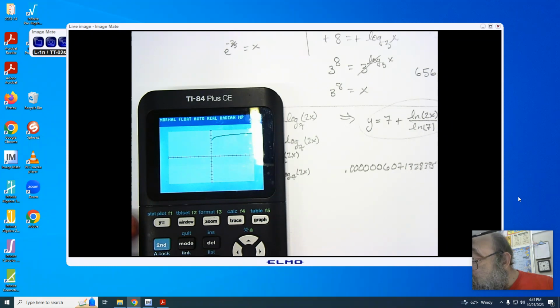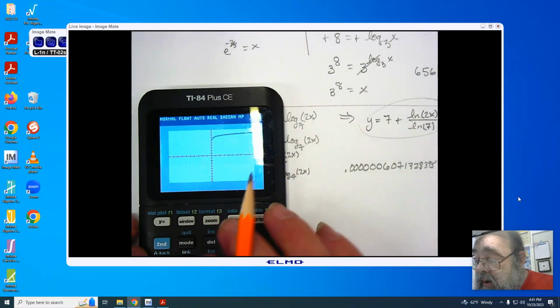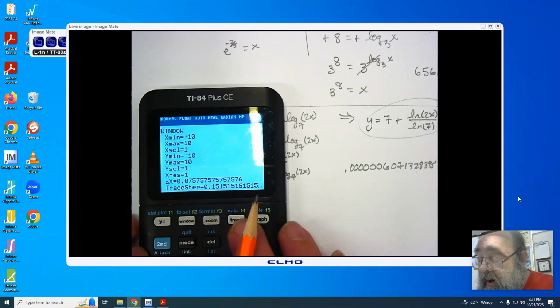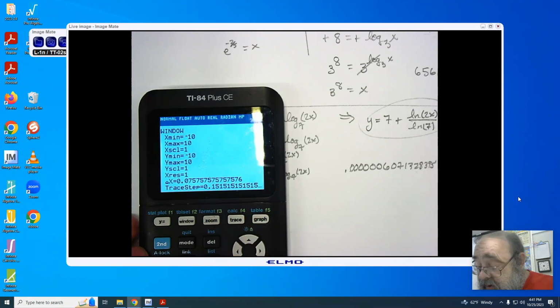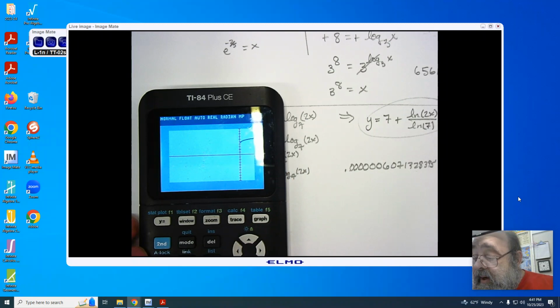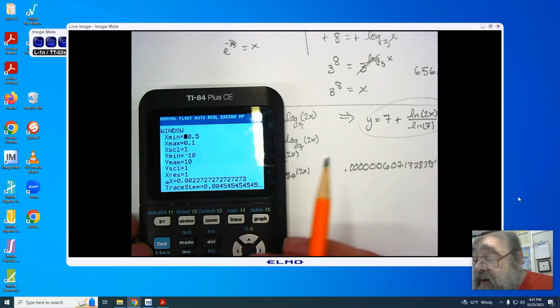Okay, wait a minute. And it's not giving me what I want. That's because it's so small that we can't see it. So I'm going to need to change my windows. I'm going to go from, let's do -0.5, and we're going to go to 0.1, and we're going to still have that graph. Notice we can't even see it. Gee whiz.